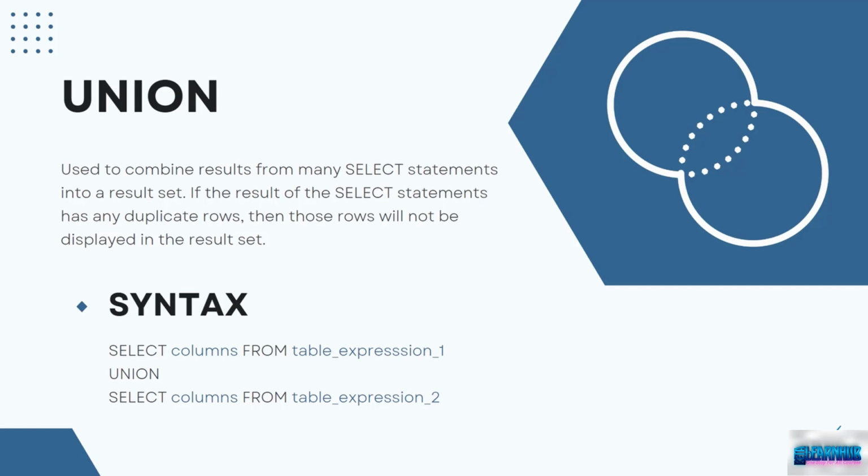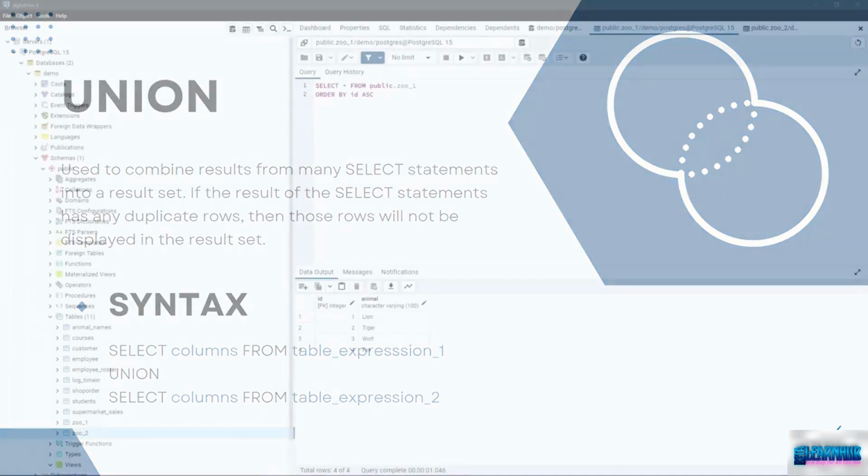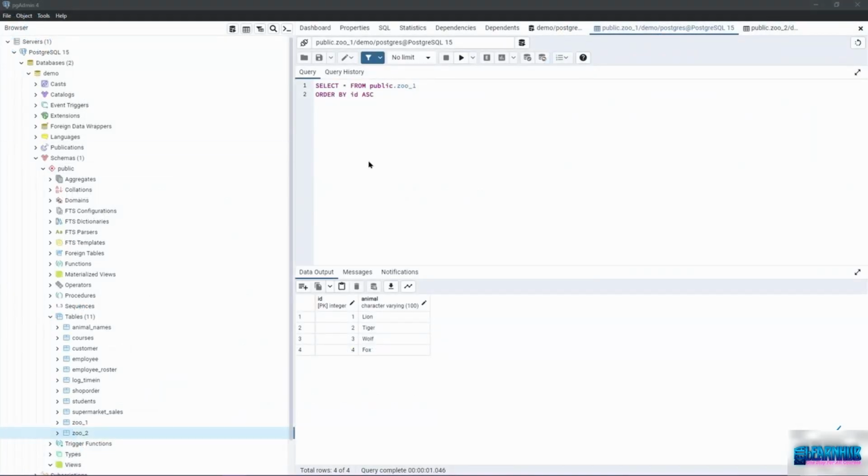The syntax for union is: SELECT columns FROM table_expression_1, next line, UNION, next line, SELECT columns FROM table_expression_2. Let's use zoo_1 and zoo_2 to demonstrate the union set operator. The tables have 2 identical records, lion and tiger, and 2 unique records each.